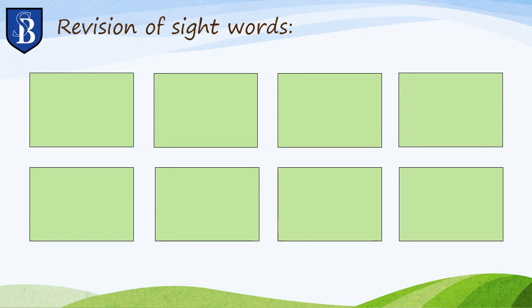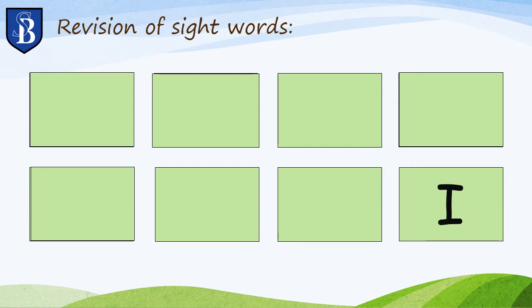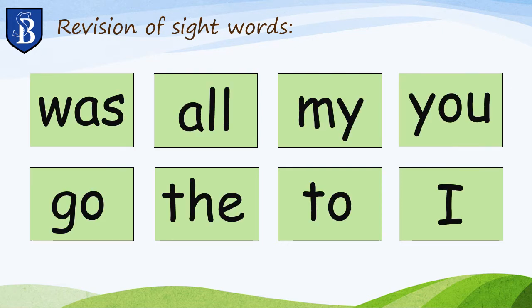Let's begin by revising some of our sight words. Me first, then you. Was. All. My. You. Go. The. To. I. Well done if you were able to read those with me. We looked at was, all, my, you, go, the, to, I.